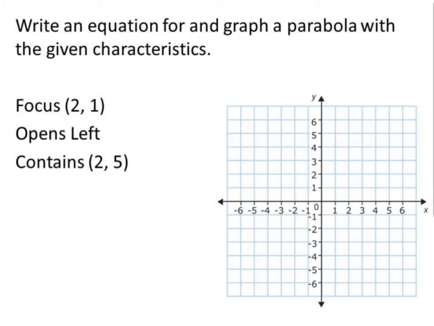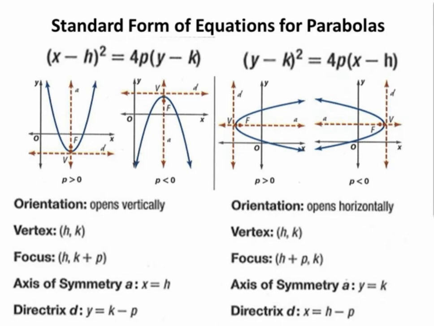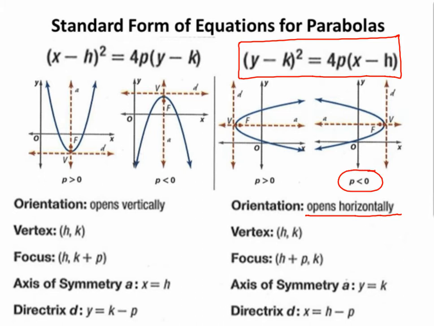For this example, they give us the focus. They tell us it's opening to the left, and we know it contains the point of 2 and 5. So the first thing we need to do is go back and look at our original standard forms of the equations. We know that it said it's opening to the left, which means it's opening horizontally, so we are looking at this form of the parabola equation. Because it is opening to the left, we do know that our p-value is going to be negative.